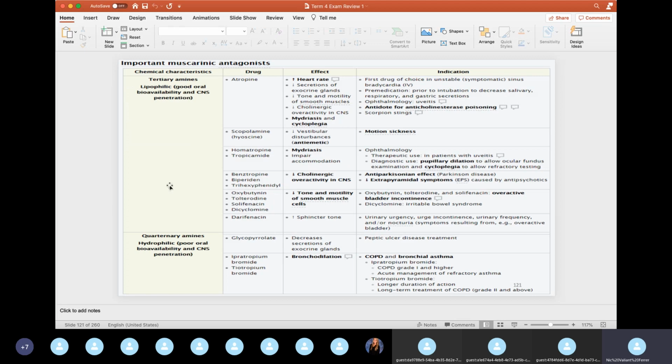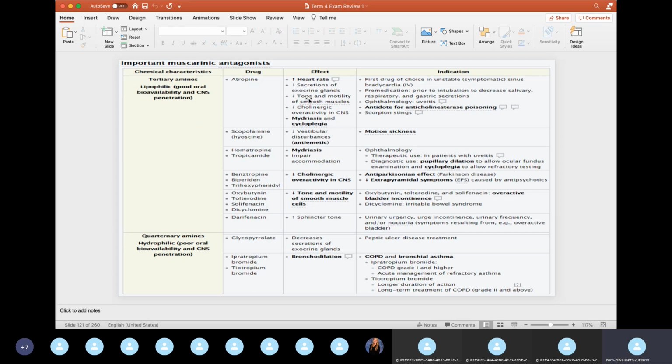Now let's look at the drugs. What's the difference between a tertiary amine and a quaternary amine? The quaternary amine has a tetrahedral form, right, from organic chemistry. So if it is tetrahedral, you have an alkyl group everywhere, four bonds, therefore it cannot cross the CNS. So it has poor oral bioavailability and doesn't cross the CNS. However, your tertiary, it's good. It has a positive charge, so it can cross the CNS.